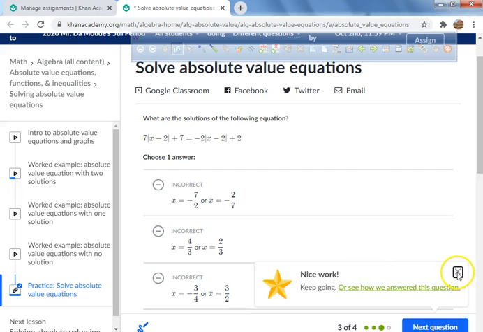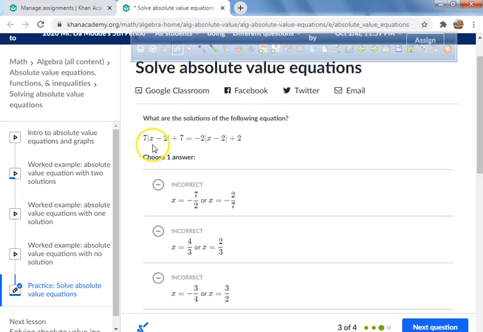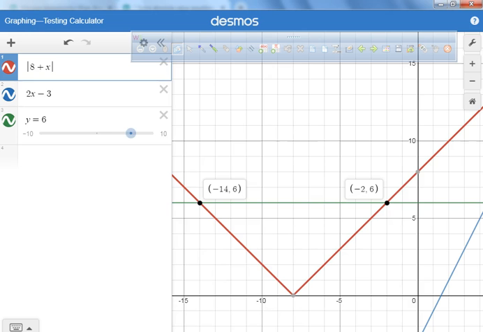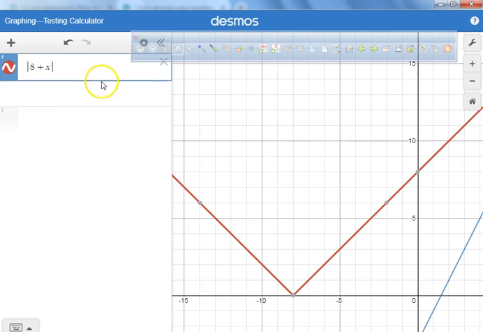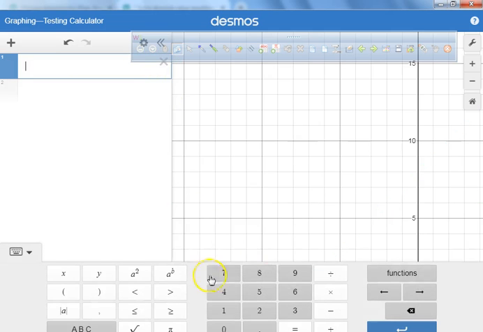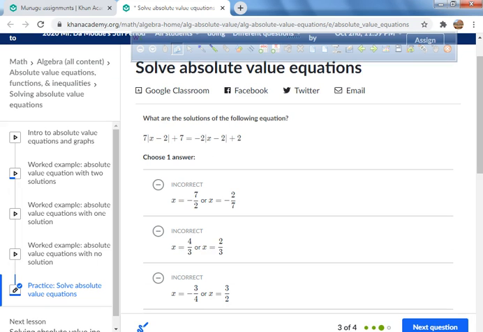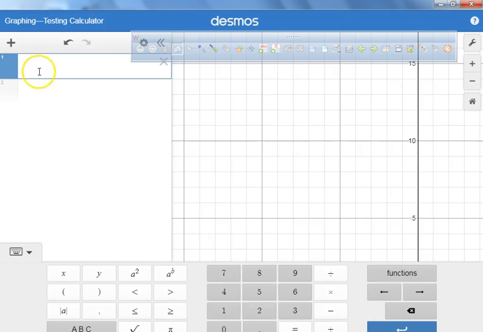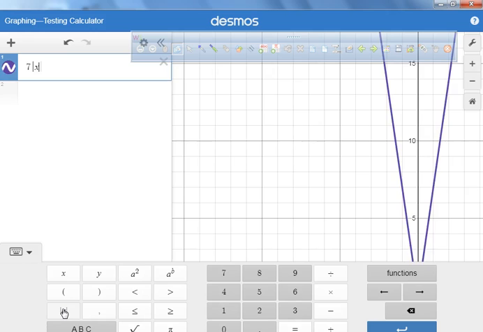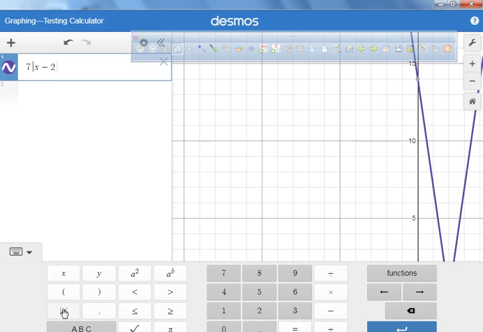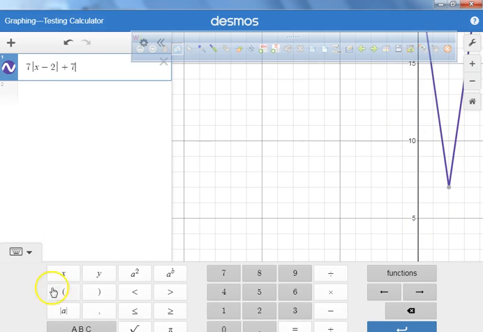All right, so how could you check graphically whether or not you have one solution or two solutions? We're going to go ahead and just show you in Desmos real quick. I'm going to clear this out. I'm just going to look really quick. That says 7 times the absolute value of x minus 2 plus 7. Let's see if I can remember that. 7 times the absolute value of x minus 2, and then I'm going to put plus 7. So there's that one right there.